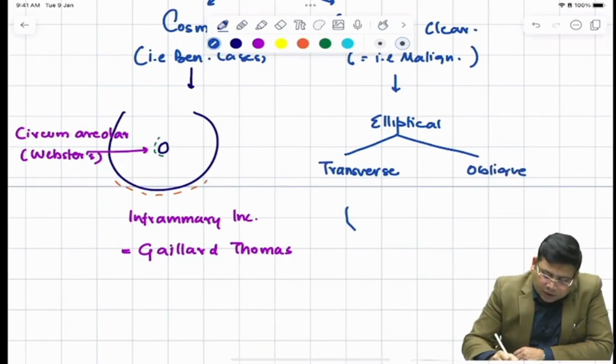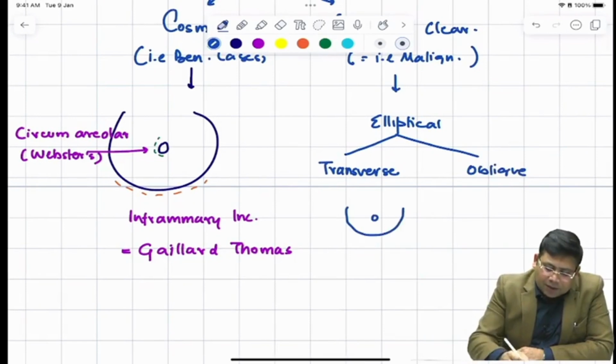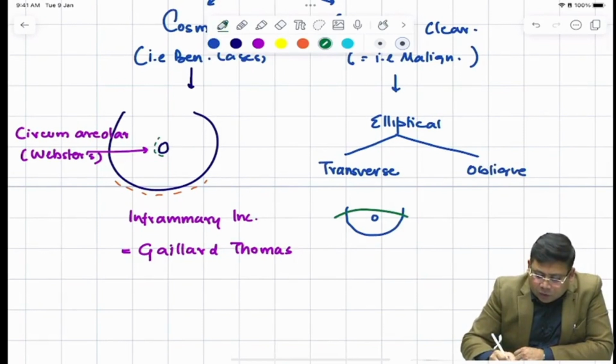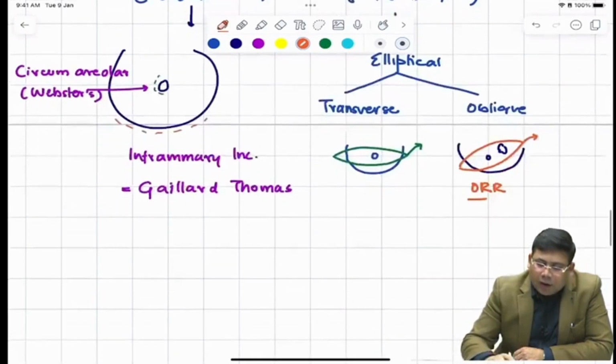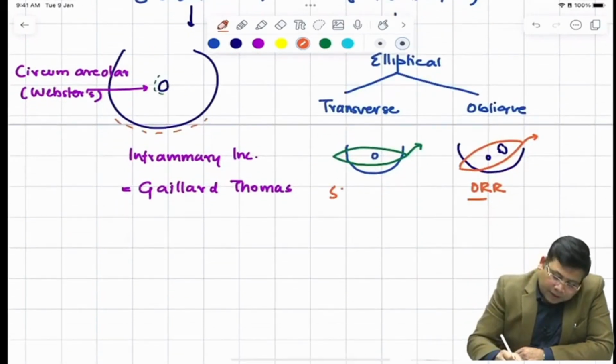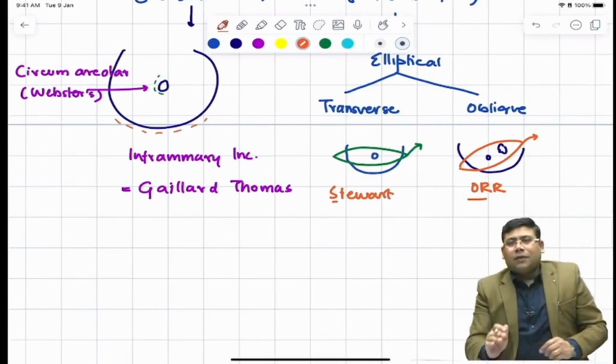So let us try to see them. Remember, the same incisions will be extended to go to the axilla also. So this is elliptical transverse. And what is elliptical oblique for the upper quadrant tumor? If the tumor is in the upper quadrant, the incision would be something like this, and this is what is known as the Orr incision. So the Orr incision is oblique elliptical, and the Stewart incision is horizontal, or you can say transverse elliptical.